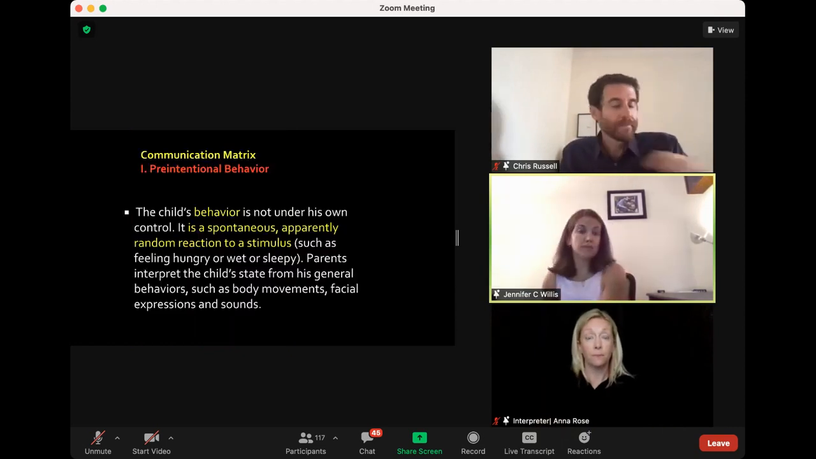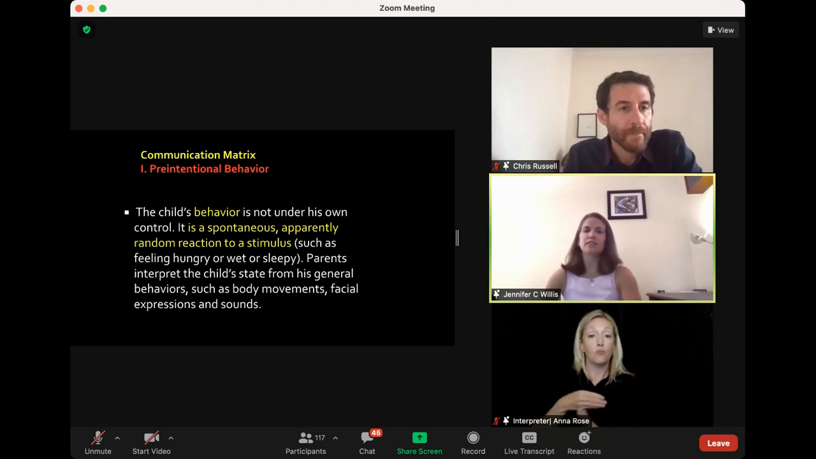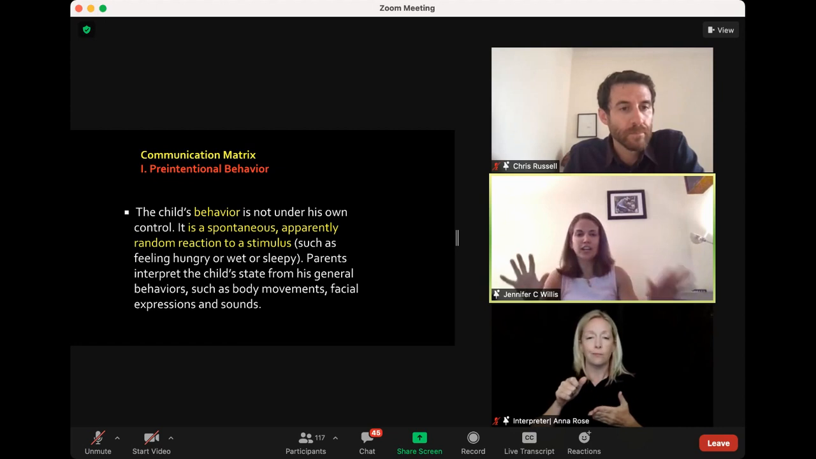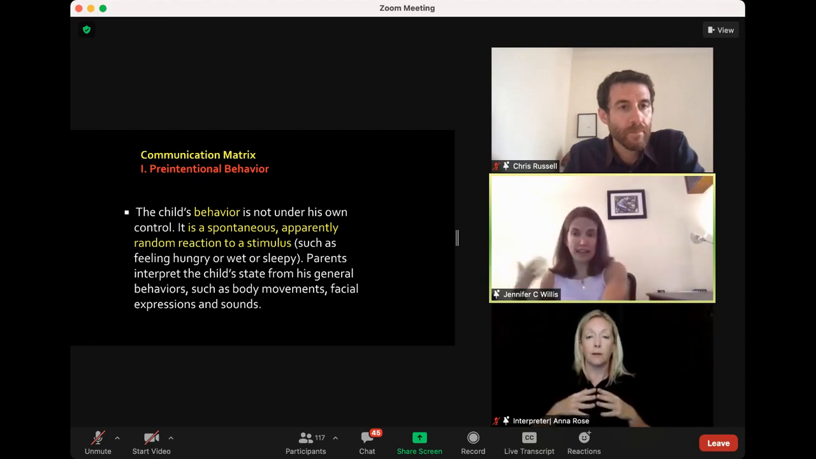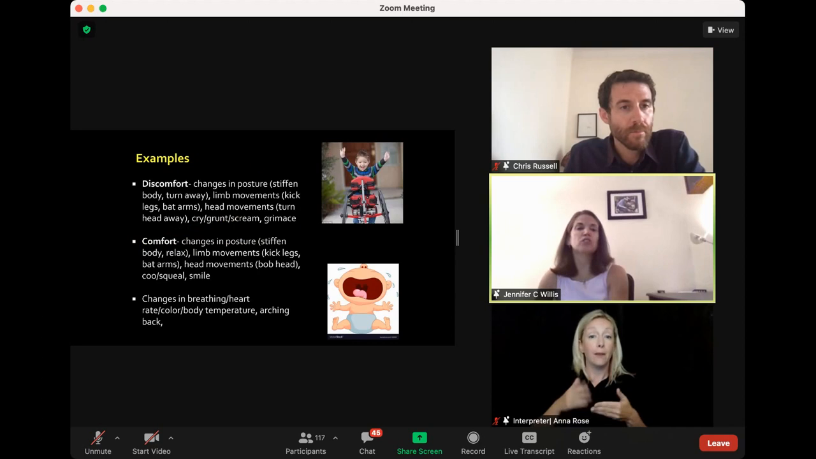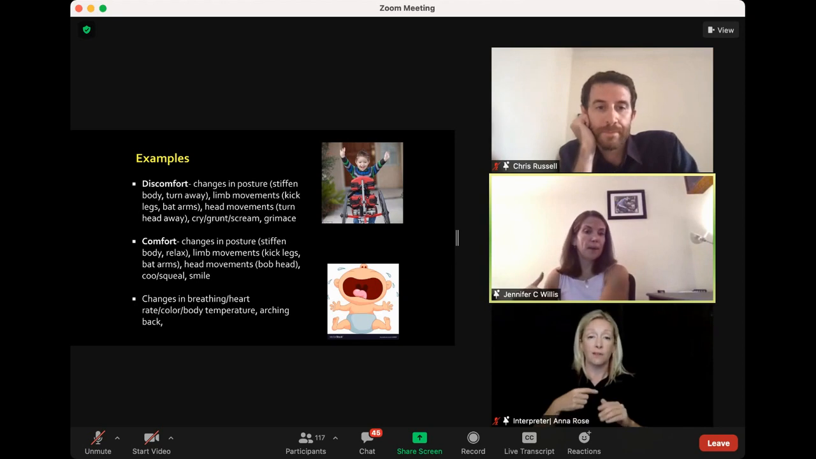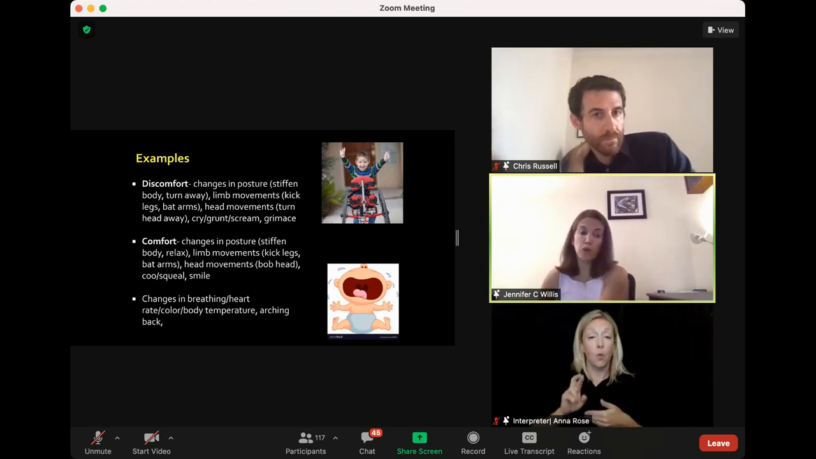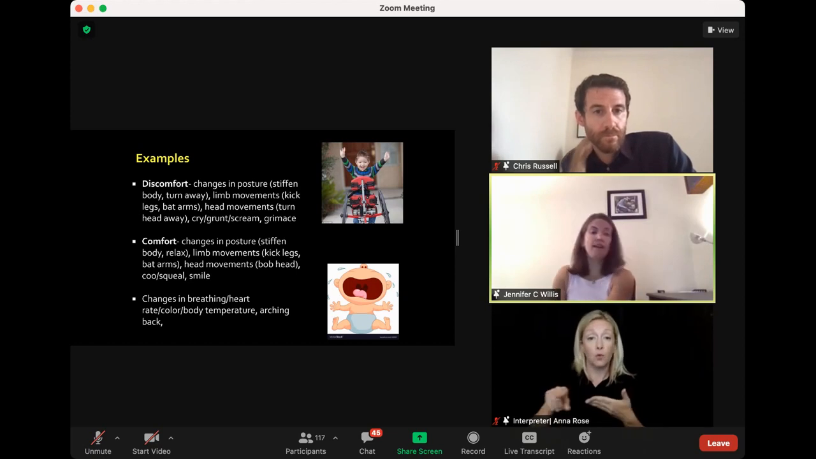So the first level is pre-intentional behavior. It's not under the student's control, it's spontaneous, it is reactionary, it is just that feeling of hungry or wet like an infant would have. So some basic examples are just showing discomfort, showing comfort. But other ones that you might see in our students who have more complex needs might be changes in breathing.